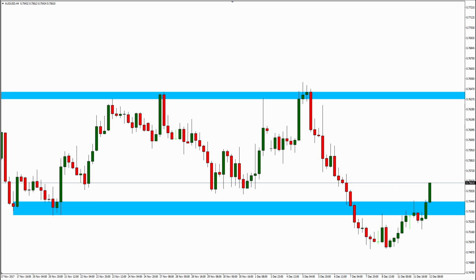Today is a very snowy and cold but sunny Tuesday morning, 12th of December 2017, and this morning we're going to take a look at the Aussie dollar. It's a 4-hour chart, and you may recall I talked about this level the other day.